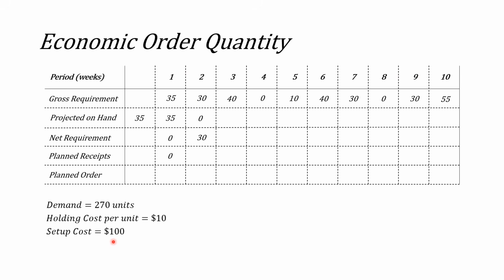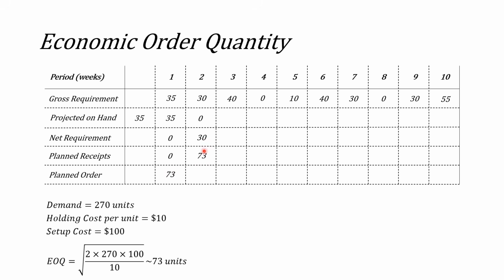The setup cost is 100, so the economic order quantity is simply going to be the square root of 2 times 270, my 10-week demand, times my setup cost, divided by my 10-week holding cost, which comes out to roughly 73 units. Now whenever I'm placing an order, it's going to be 73 units. Now this is actually 72.9 or something like that, so I've rounded it up to the nearest whole number. You guys can do that as well. So in this case, the planned receipts is going to be 73 units, which means I need to place an order of 73 units 1 week in advance.